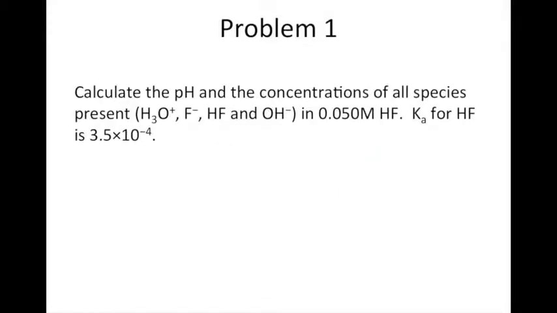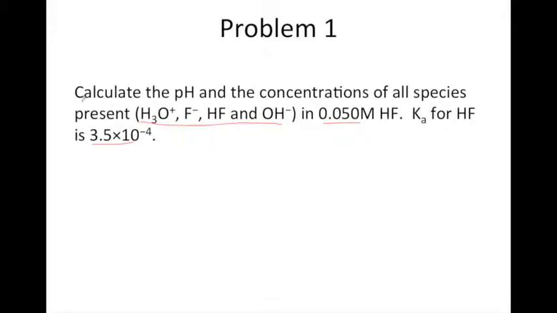So let's look at one problem. It says calculate the pH and the concentration of all species present in a 0.05 molar hydrofluoric acid solution, and you're given the Ka for this weak acid, 3.5 times 10 to the minus 4. So like we said before, in this type of problem, you are given the Ka value and you're asked to solve for the pH and some of the equilibrium concentrations. So we're solving for the equilibrium concentrations here.